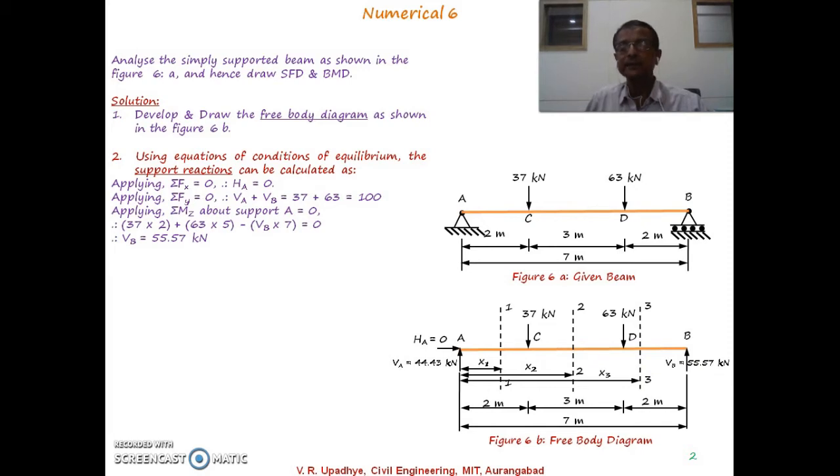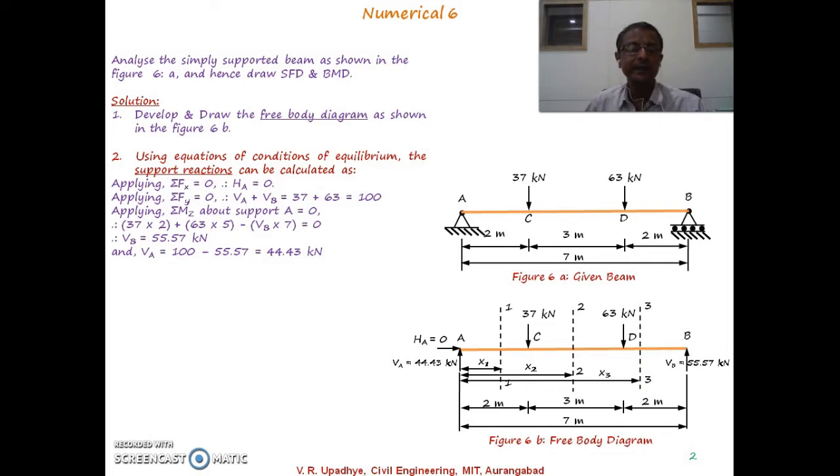Now if we substitute VB equal to 55.57 kN in the earlier equation, VA plus VB is equal to 100 from summation Fy equal to 0, we get VA as 100 minus 55.57, and that gives 44.43 kN. So with these reaction calculations, we can go further for the analysis of shear forces at different positions.